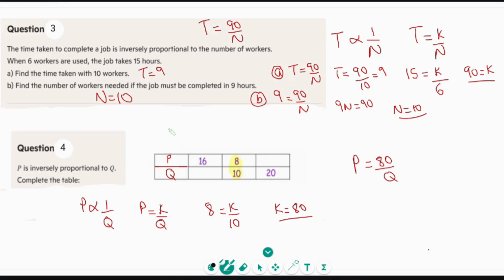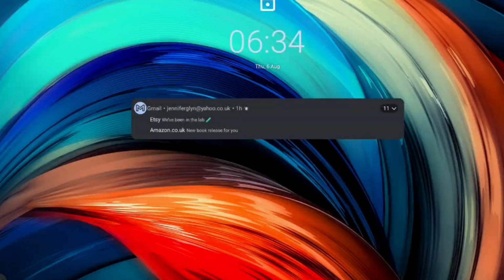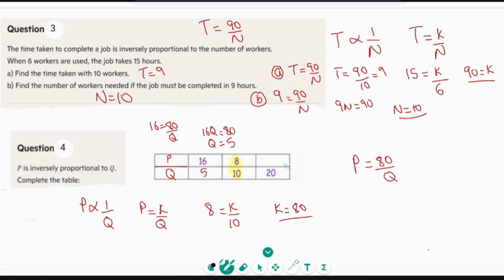So when P is 16, 16 is equal to 80 over Q, times both sides by Q. Divide both sides by 16 gives us Q is 5. And then for this last part, P is equal to 80 over 20, which is 4.